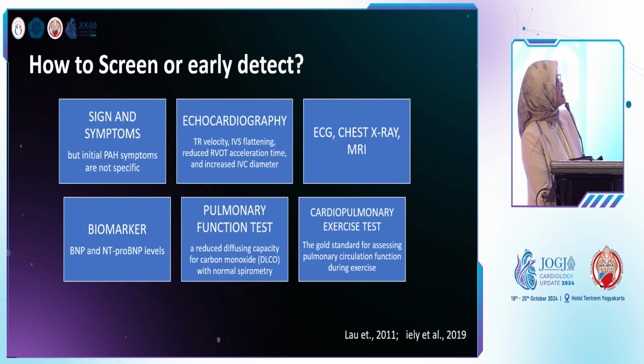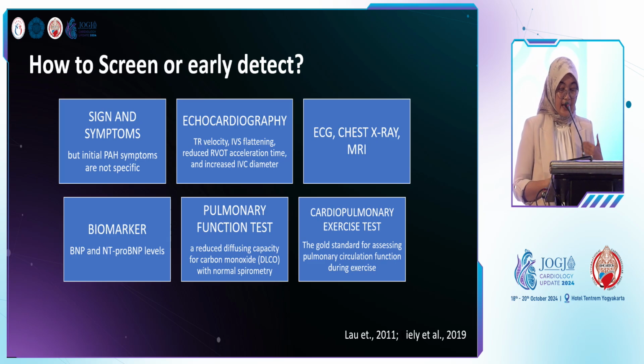One that may be considered for screening for pulmonary hypertension is Doppler echocardiography. With this tool we can measure the tricuspid regurgitation velocity, IVS flattening, reduced RVOT acceleration time, and increased IVC diameter. But these findings may still occur only at the moderate as well as late stage of pulmonary hypertension. That's why echocardiography sometimes cannot be used as a screening tool, but it can improve the early detection of pulmonary hypertension.